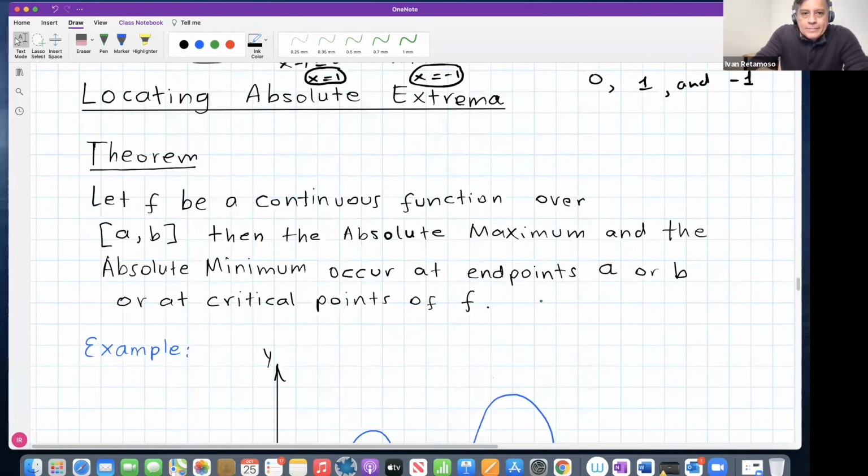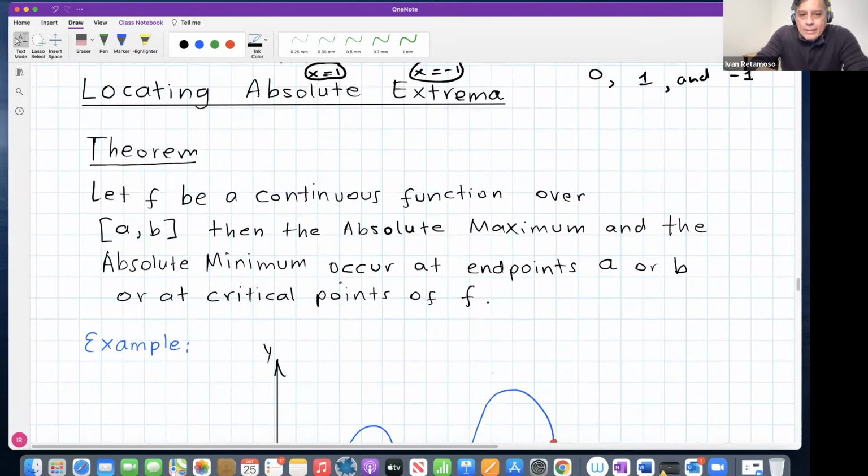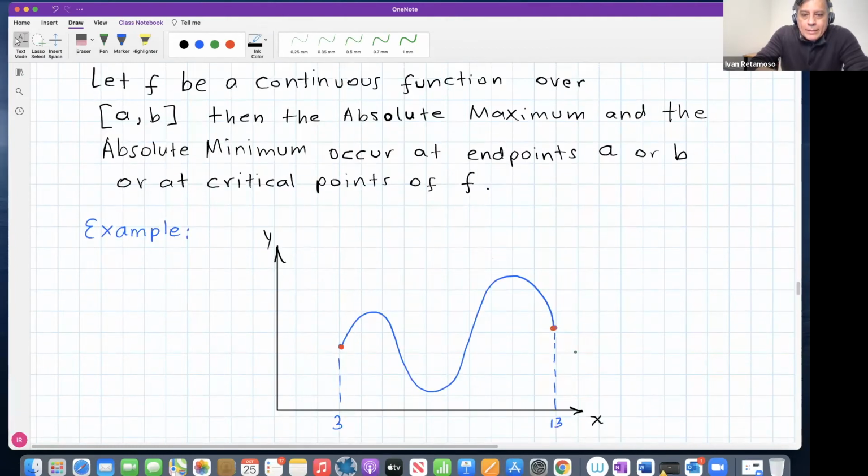All right, this theorem says the following: let f be a continuous function over an interval a comma b, then the absolute maximum and the absolute minimum occur either at endpoints a or b, right? Probably here or here, or perhaps at critical points of f. And remember, the critical points of f are the ones where the derivative is 0 or where the derivative doesn't exist, right? So this theorem basically is giving us a way to look for the absolute maximum and absolute minimum, right? It says that if the function is continuous, there's no way for the maximum and the minimum value of the function to escape, right? It has to happen within the interval, or perhaps worst case scenario at this endpoint, right?